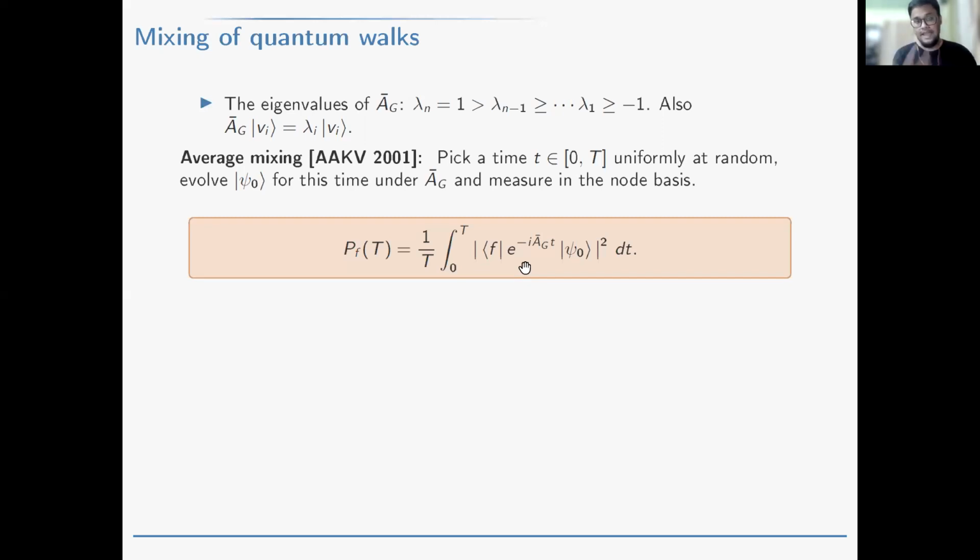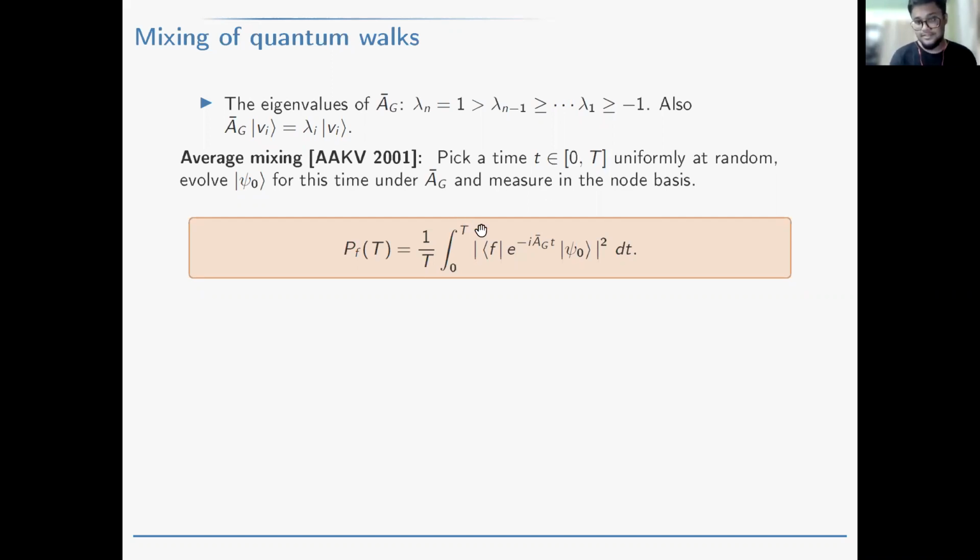You define what is called average mixing, and it was introduced by the paper by Aharonov, Ambainis, Kempe, and Vazirani, the STOC paper from 2001, where they say that you pick a time t uniformly at random between 0 and some capital T, and then evolve your initial state. This initial state could be localized at a particular vertex of the graph. So then this state would be just 1 at the vertex where you start from and zeros everywhere. So that could be your initial state. Starting from this state, you evolve for a time chosen uniformly at random between 0 and T, and then you measure in the node basis, the basis of the vertices, which are just these j's.